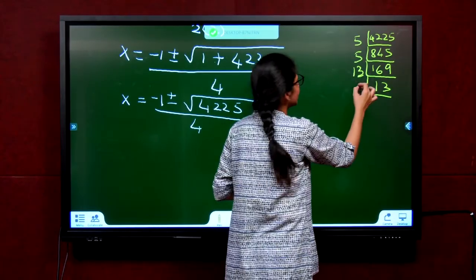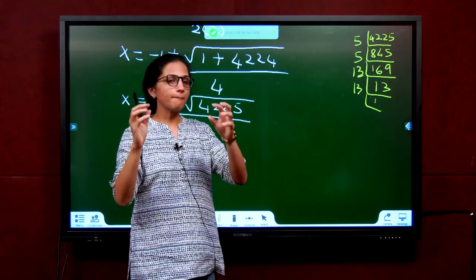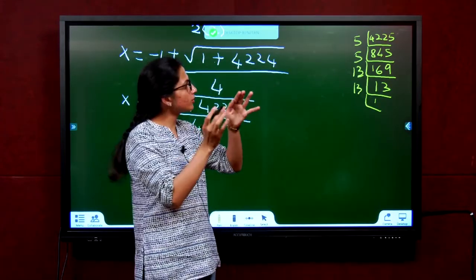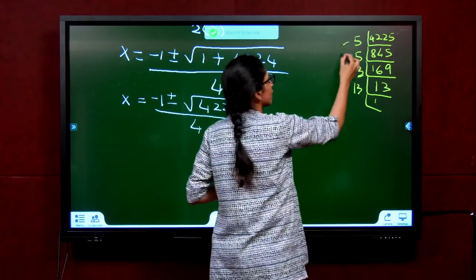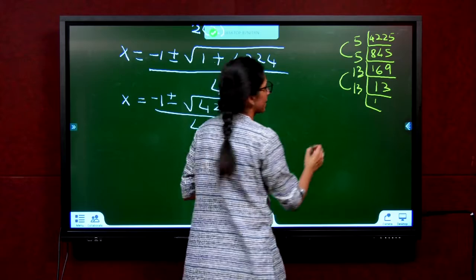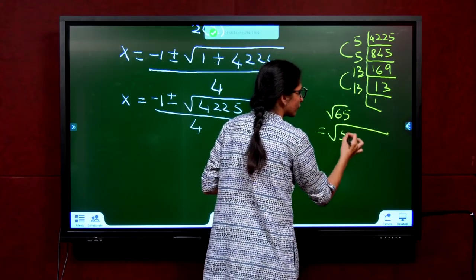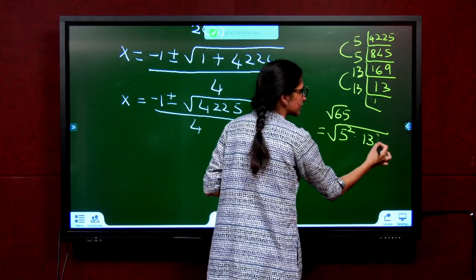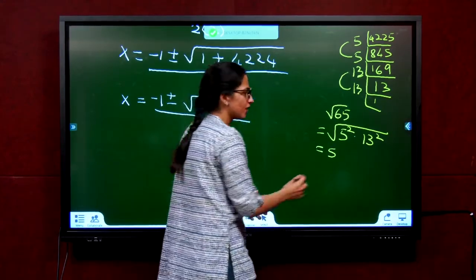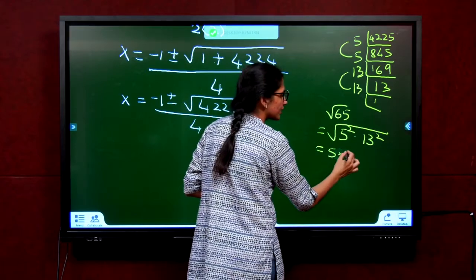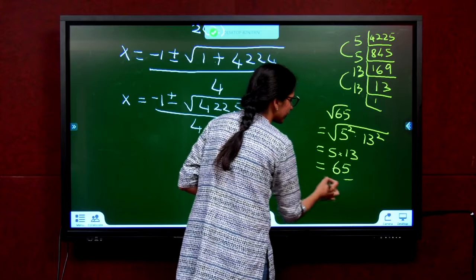13 13s are 169. So therefore, whenever you are doing under root, club them in pairs, meaning put 2 in a slot together, combine 2 2. So 5 5 is 1 pair, 13 13 is 1 pair. So I can write root 4225 as root of 5 square into 13 square. When 5 square comes outside the root, it becomes 5. When 13 square comes outside the root, it becomes 13. 5 into 13 is 65.